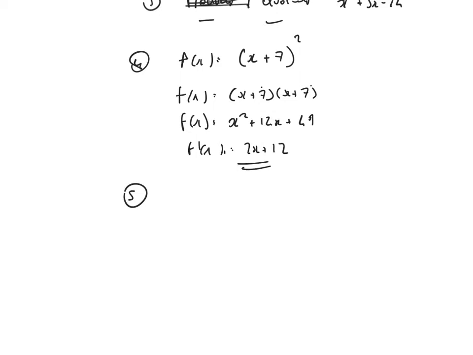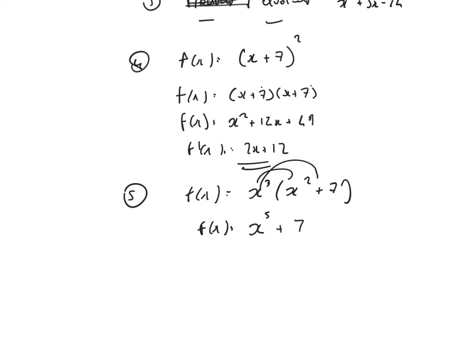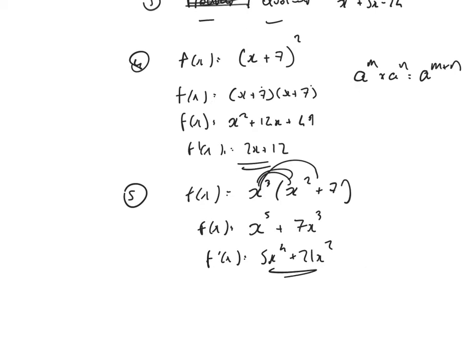Example 5. Okay, example 5, we're going to differentiate x cubed (x squared plus 7). Okay, so x cubed times x squared will be x to the 5. And then x cubed times 7 is 7x cubed. Now why is that x to the 5? Well, that's just because when you multiply, you add the powers. Okay, now differentiate it: bring the power down, multiply, take 1 away from the power, 5x to the 4 plus 21x squared, final answer.